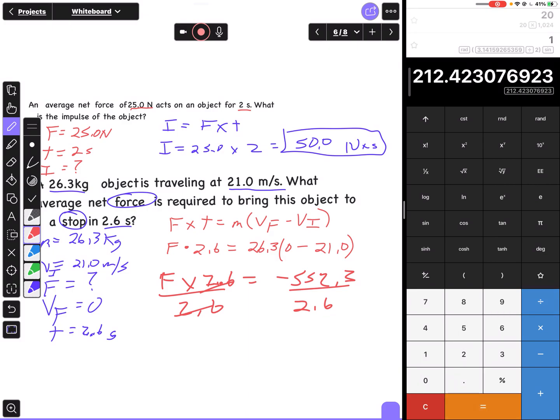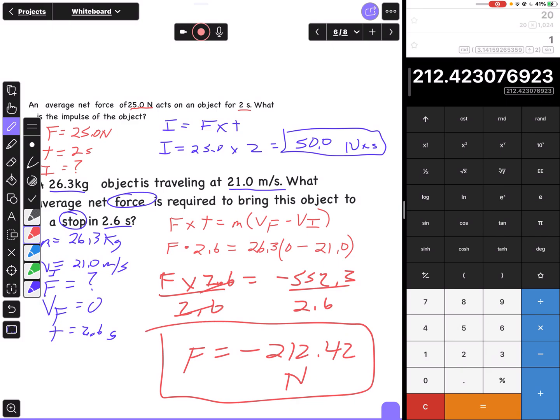My answer is 212. It's going to be negative though. Force is going to equal negative 212.42 newtons. And the reason it's negative is because it's coming to a stop. So the force comes out negative. You could have shown your answer as positive, nothing wrong with that. But there's nothing wrong with leaving it as negative also, just because that object's coming to a stop.